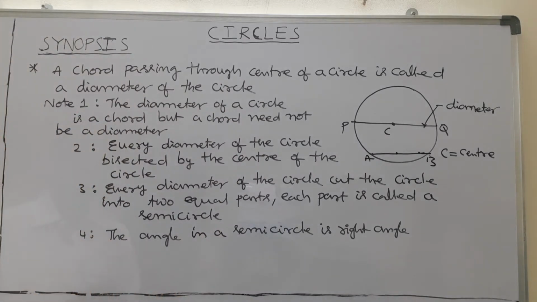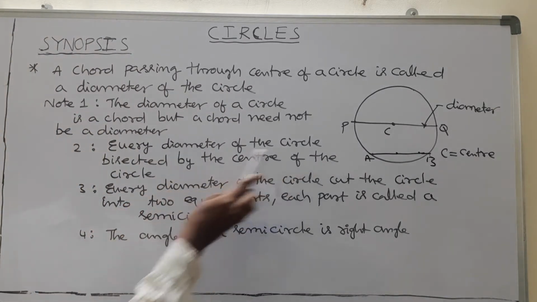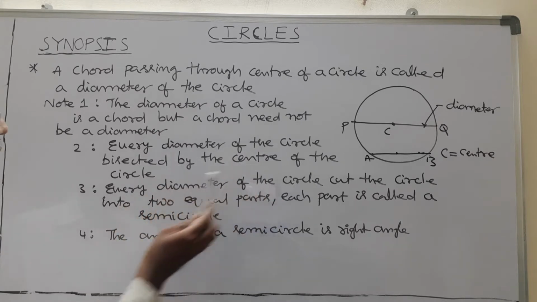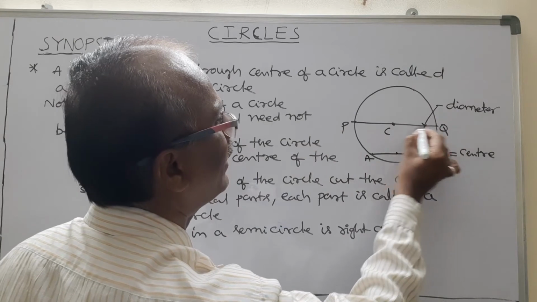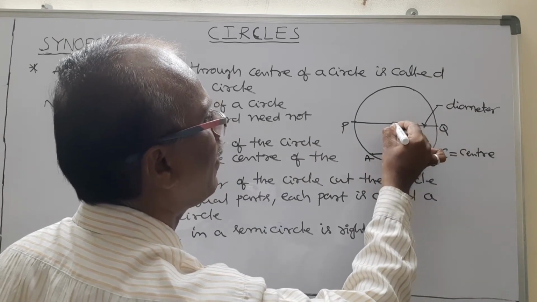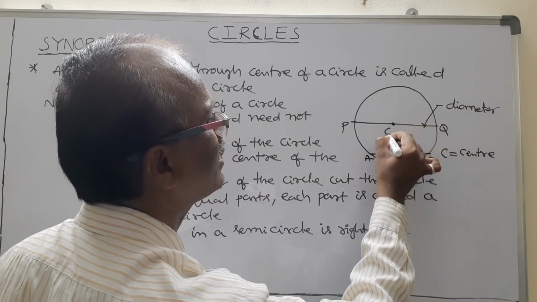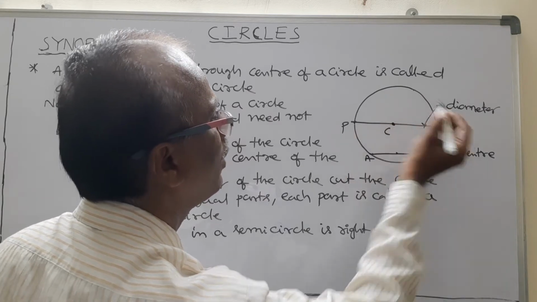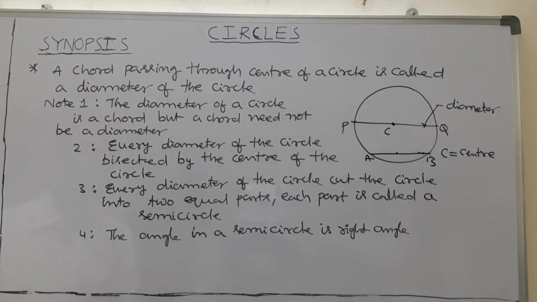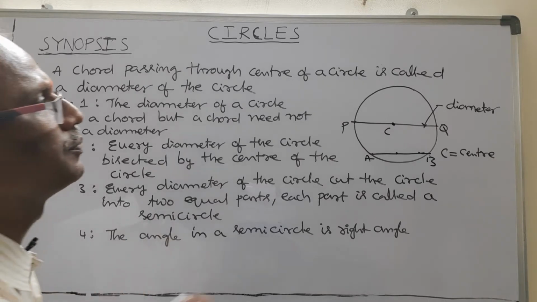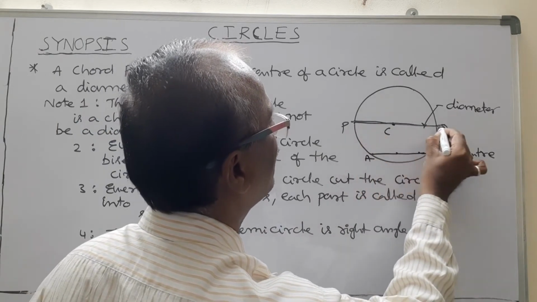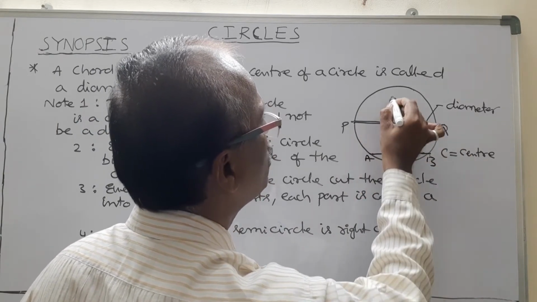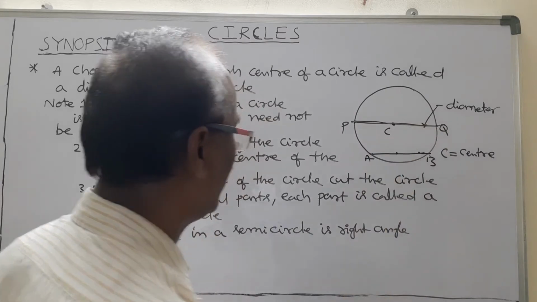Second one, every diameter of the circle is bisected by the center of the circle. Here PQ is the diameter, it is bisected at the center. This is the midpoint. See, the center is the midpoint of PQ. Every diameter of the circle is cut into 2 equal parts. This is one equal part, 2 equal parts.